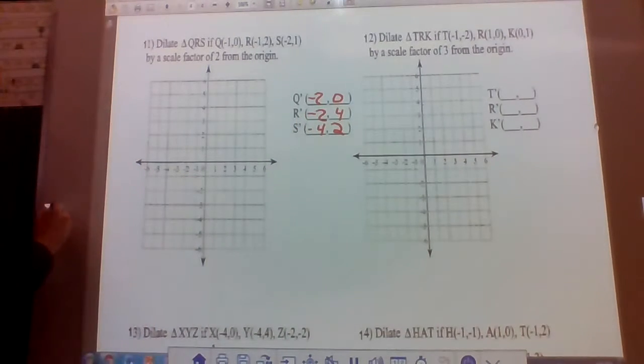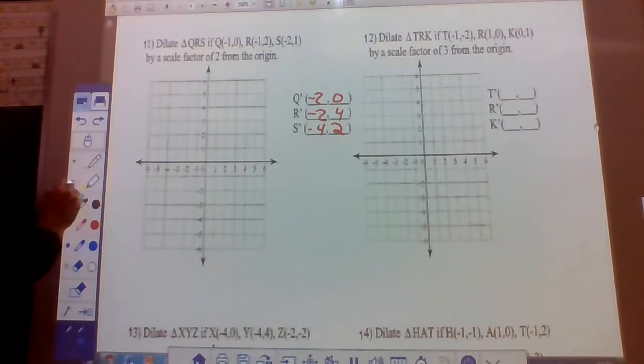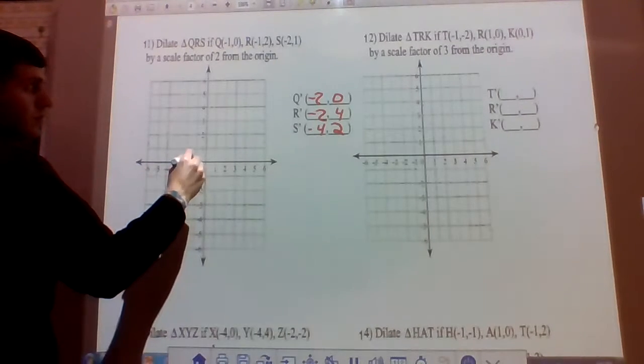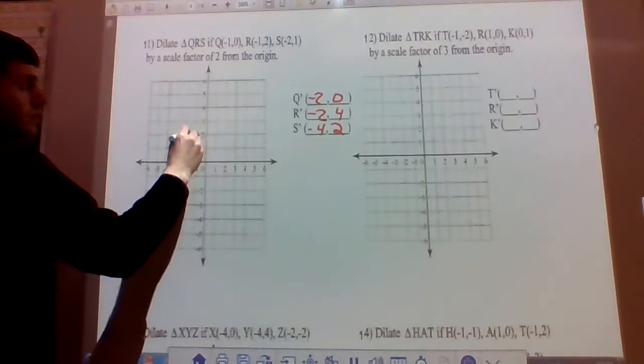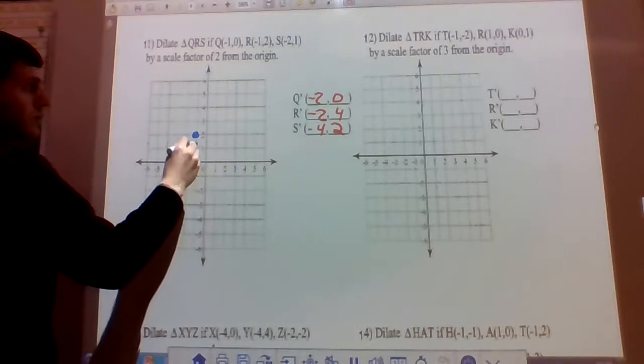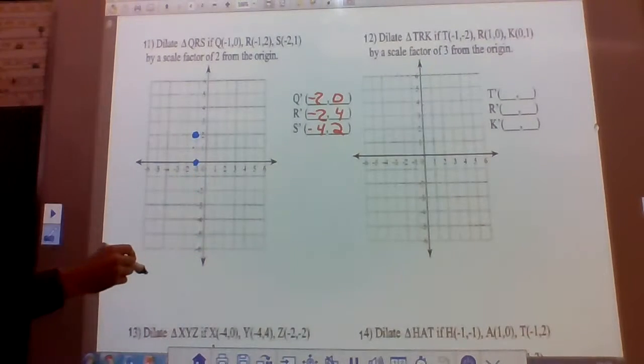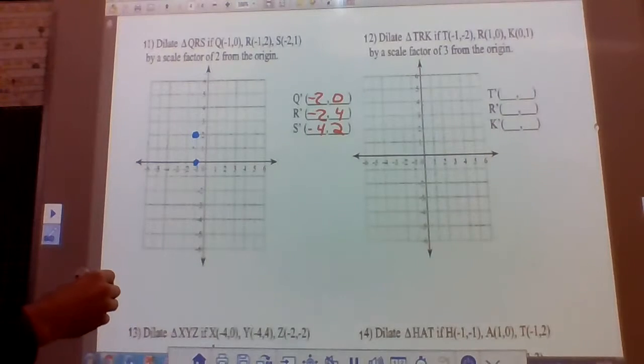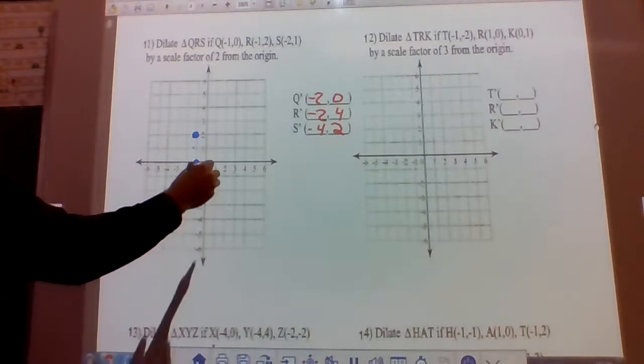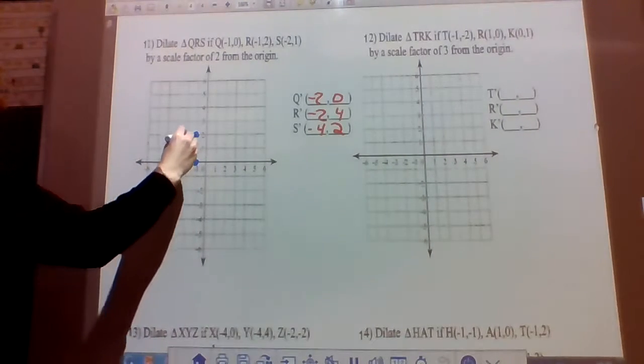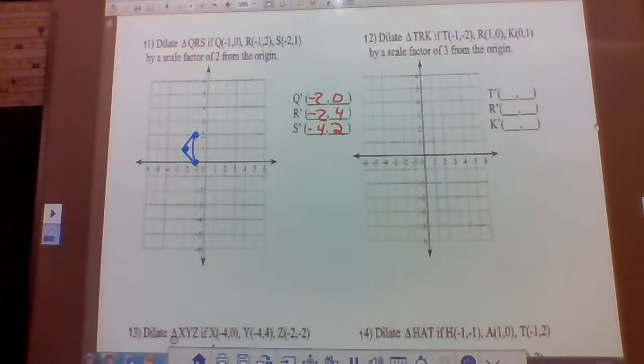Okay, so let's draw the original in blue. Negative 1, 0, negative 1, 2, negative 2. It's not a triangle. Oh, negative 2, 1. Okay, that is a triangle. Okay. And then our new one here.